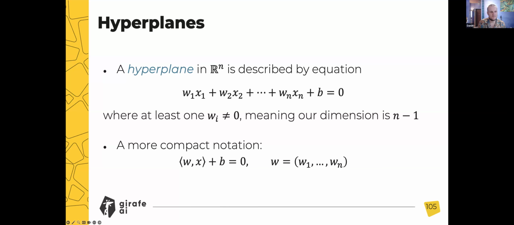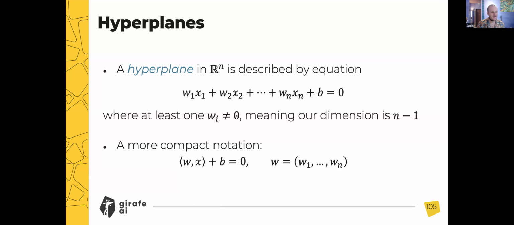And so this is our equation, and that means that the dimension of our hyperplane is n-1, so it's one less than the dimension of the space. For example, a hyperplane in R3 will have the dimension 2. A hyperplane in R10 will have the dimension 9. And, well, you get the drift. A hyperplane in dimension 2 will have dimension 1.